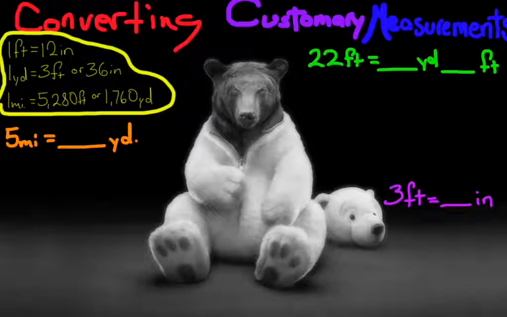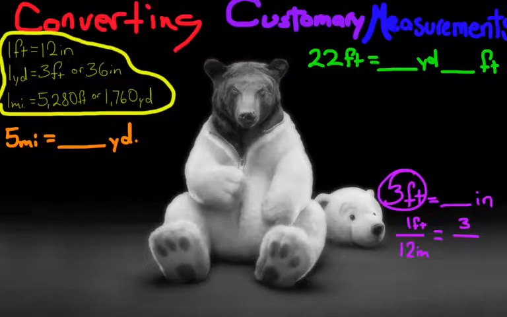So let's go ahead and start with our 3 feet equals how many inches. There are two ways to do this. I'll show you the fraction way first. Since we know how to do equivalent fractions, we put our fraction lines like that, and we know that 1 foot equals 12 inches. Then all we have to do is plug in our 3 feet, because that's what we're trying to convert, and figure out how many inches would work with that.